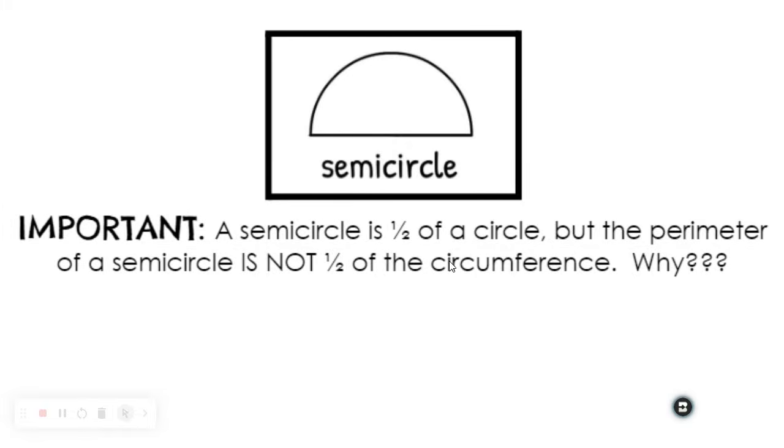Okay, so we also have to talk semicircles today. Semicircles are slightly interesting, and I have something I want you to think about for a second. A semicircle is half of a circle, but the perimeter of a semicircle is not half of the circumference. Why might that be? Why can't I find the circumference of a full circle and then just divide it by 2 to get the perimeter of a semicircle? Why doesn't that work?